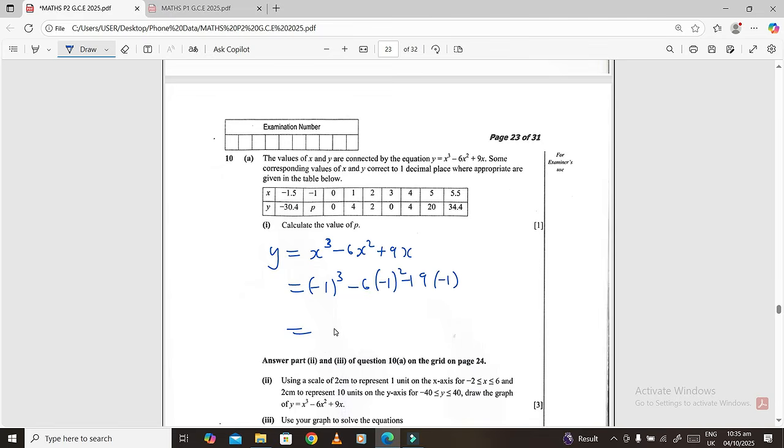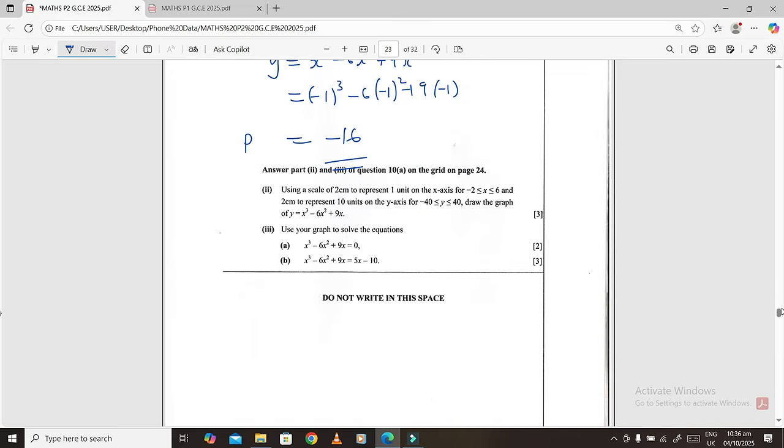Okay, and when we work out, open bracket, negative 1 power 3 minus 6, open bracket, negative 1 there, plus 9, negative 1 there. This is giving out a negative 4. Let me try. Okay, negative 1 squared. Here it's supposed to be squared. I missed squared. It's giving us a negative 16. So the value of P is equal to negative 16.